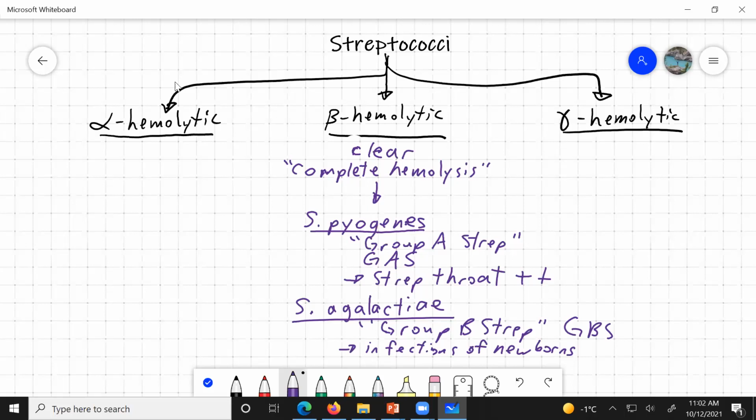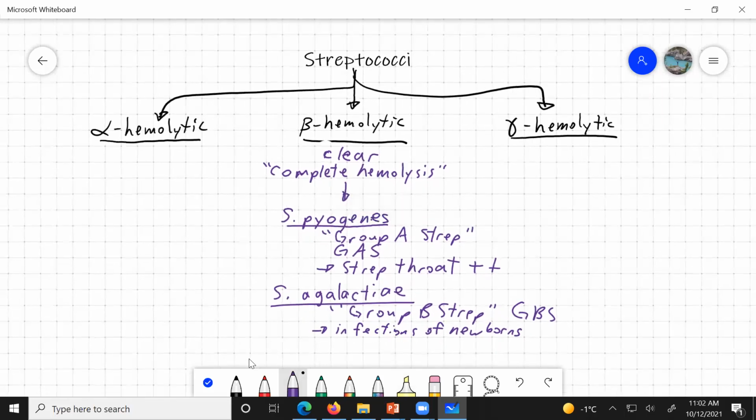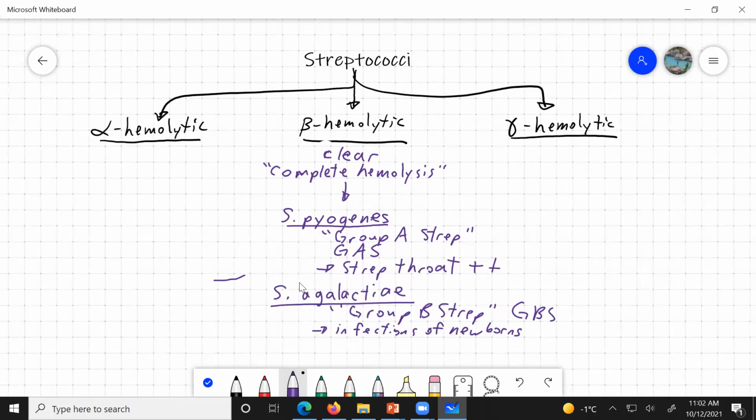Okay, let's look at alpha hemolytic. Alpha hemolytic. How do I do this? I need to. Trying to figure out how I can slide this over.